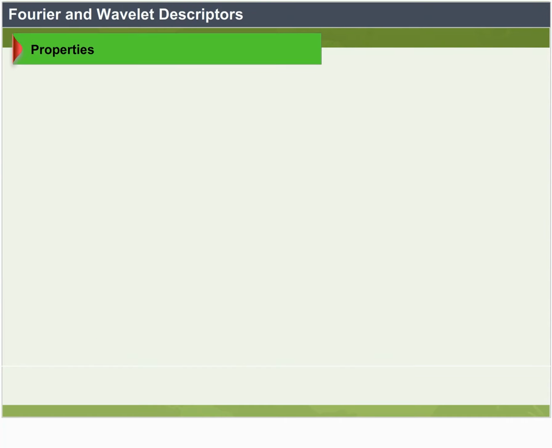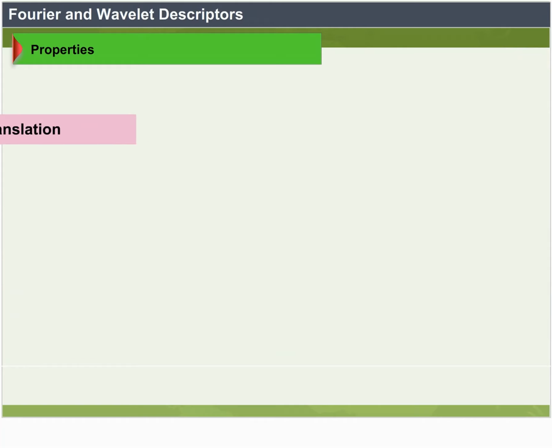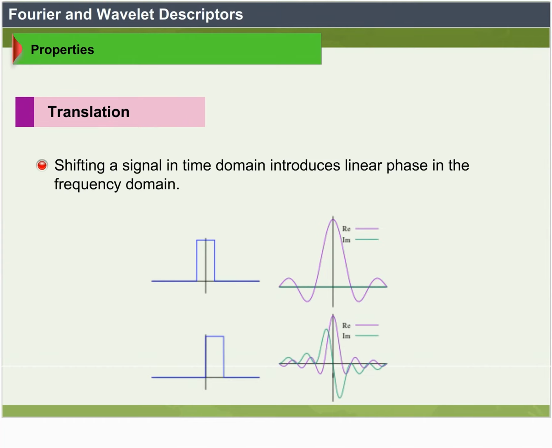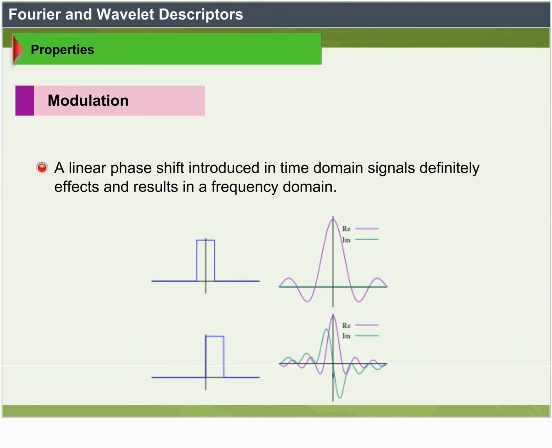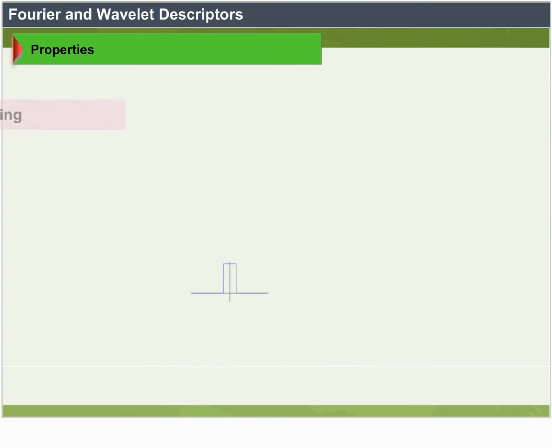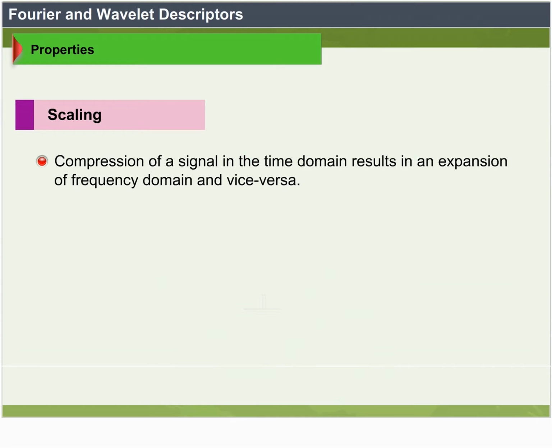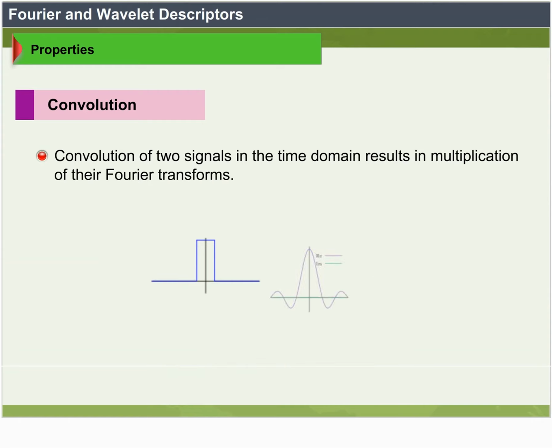Properties. Properties of Fourier transform are the same as Fourier descriptors. Translation: shifting a signal in the time domain introduces linear phase in the frequency domain. Modulation: a linear phase shift introduced in time domain signals results in a shift in the frequency domain. Scaling: compression of a signal in the time domain results in expansion in the frequency domain and vice versa. Convolution: convolution of two signals in the time domain results in multiplication of their Fourier transforms.